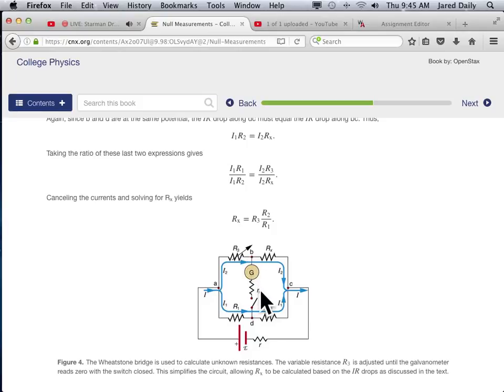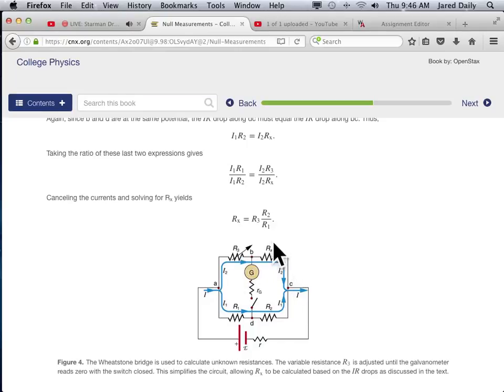And the idea here is to balance this resistor until the current going through here is 0. And that means that the voltage here and the voltage here are exactly equal, or as exactly equal as you can get them. And then you can use this equation that they've developed here to calculate that unknown resistor, R sub x. And so it's a very, very useful tool.